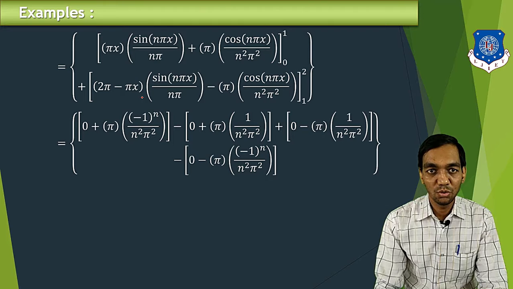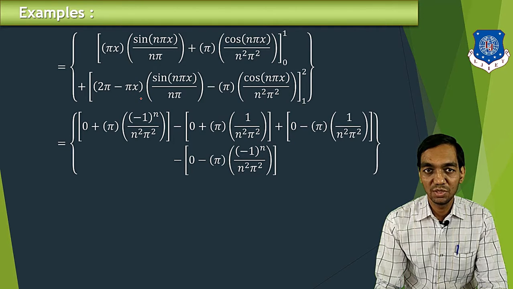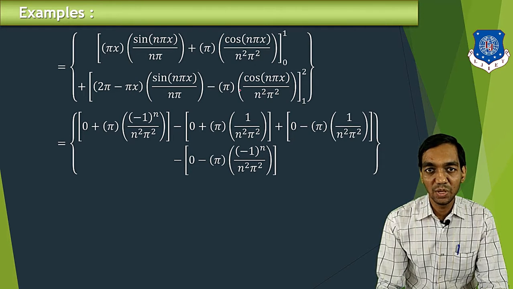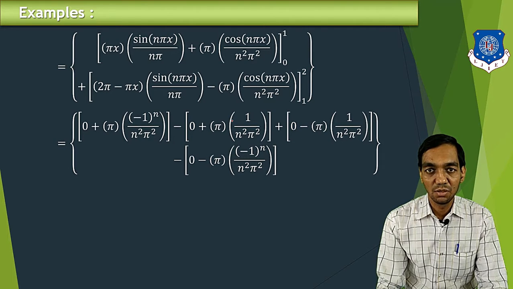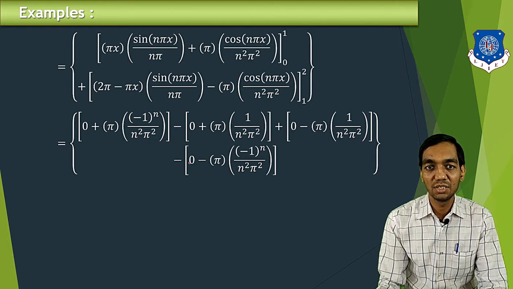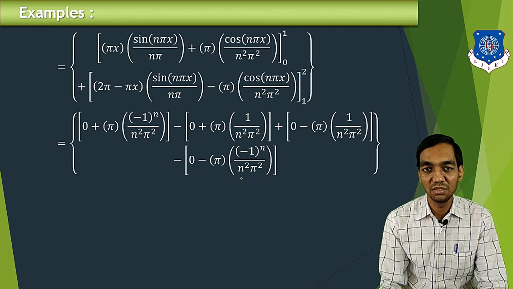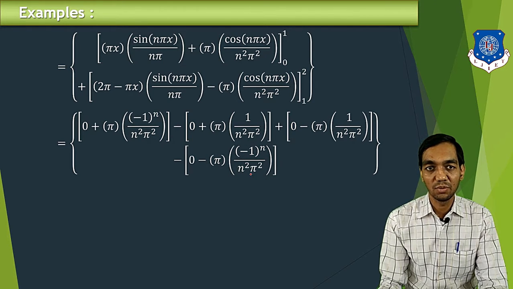Plus, now if you are going to put 2, then 2 pi minus 2 pi will be 0. Minus pi into cos 2n pi. Cos 2n pi has a value 1. So you will have minus pi into 1 upon n square pi square. Minus the lower limit: if you are going to put 1, then 2 pi minus pi will be pi into sine n pi, but sine n pi has a value 0. Minus pi into cos n pi. Cos n pi has a value minus 1 raised to n. So you will have 0 minus pi into minus 1 raised to n upon n square pi square.